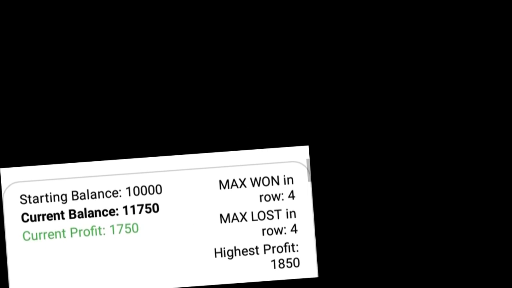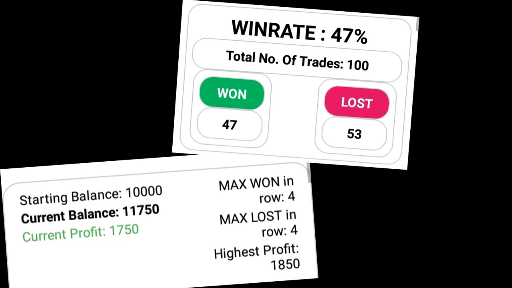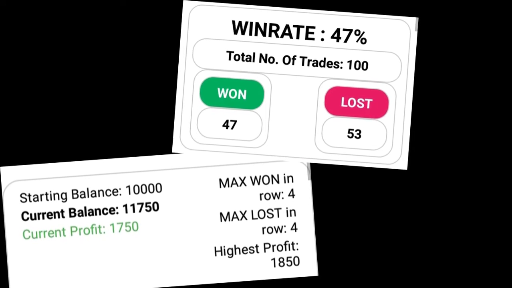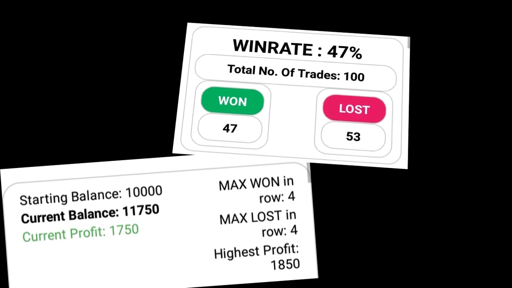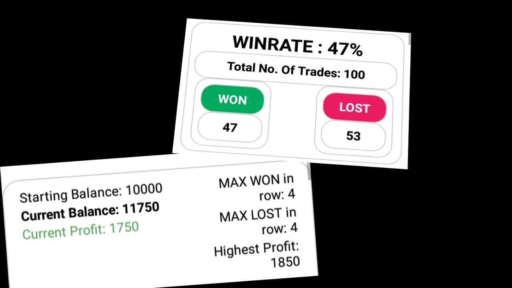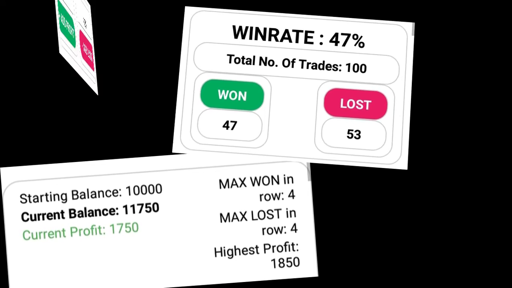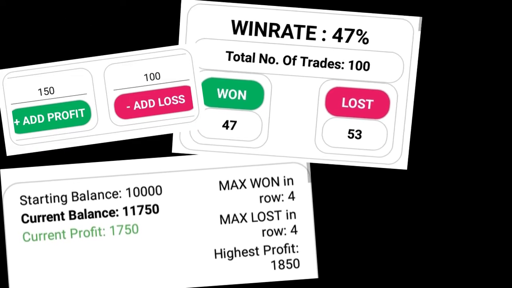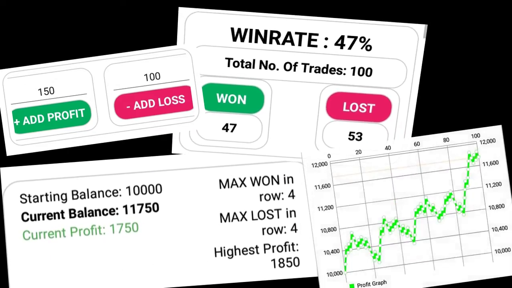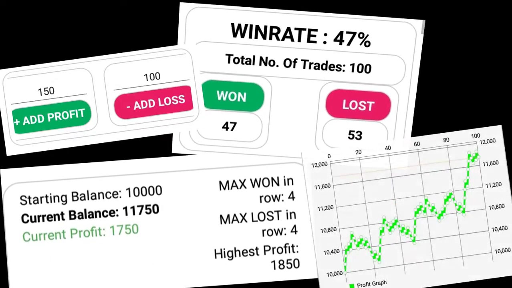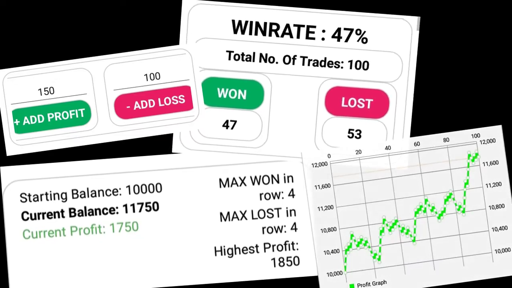I was able to make $1,750 profit on the 30-minute chart with a win rate of 47% within 6 months, after backtesting the Forex trading strategy for 100 trades using a win reward ratio of 1 to 1.5. Note, this was done to show you why backtesting a trading strategy is super important. Now to the TradingView strategy.